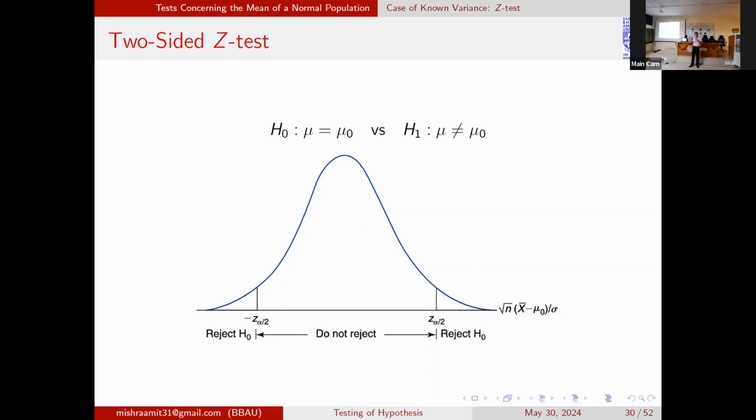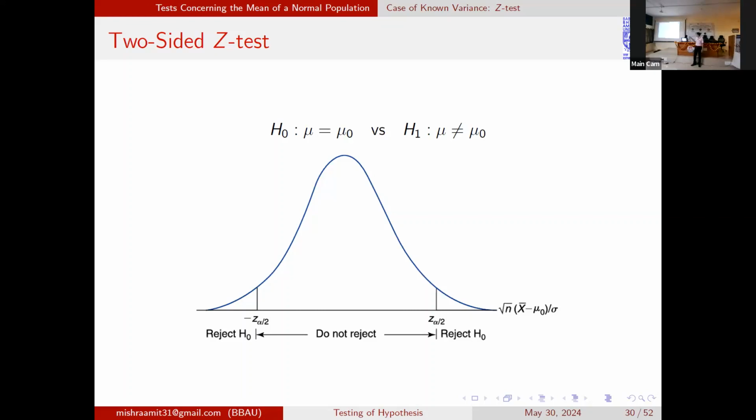So these things are there. The computer does this for you, so you don't need to take tension, you just need to understand the idea. And this is the test statistic: root n (x bar minus mu naught) upon sigma. With the help of this test statistic, you find the critical region and decide.